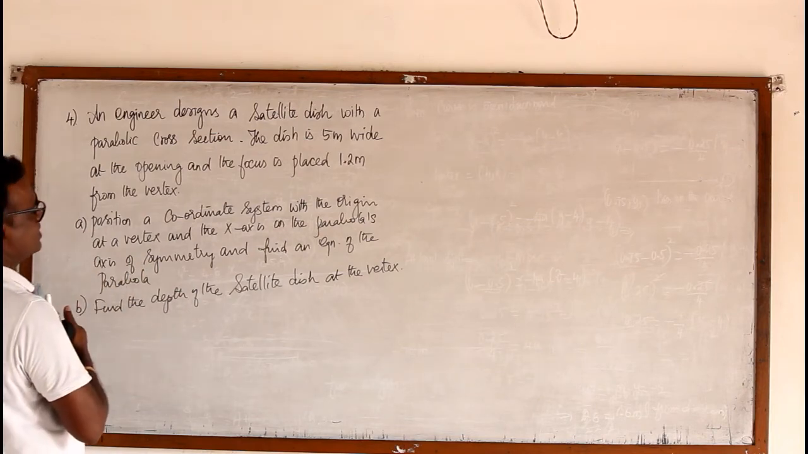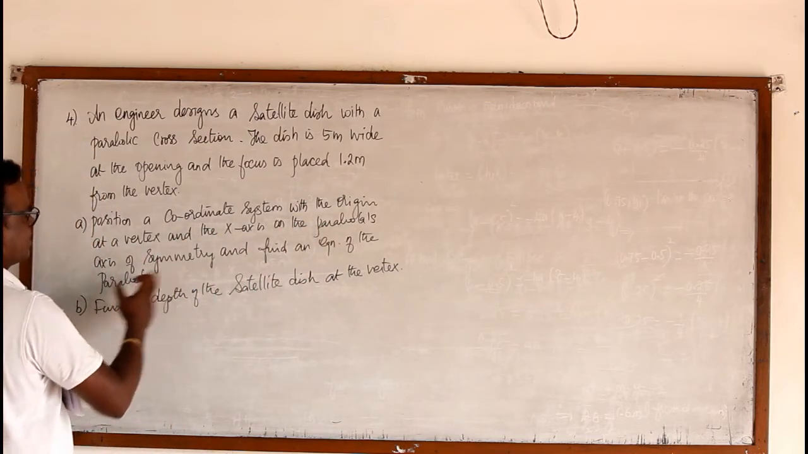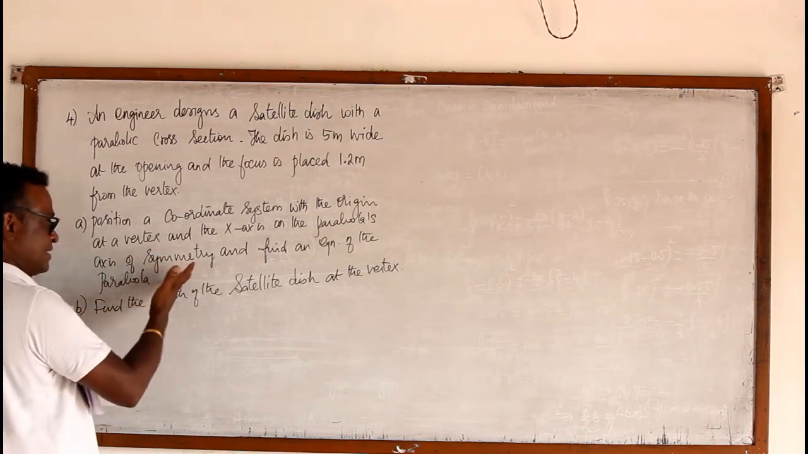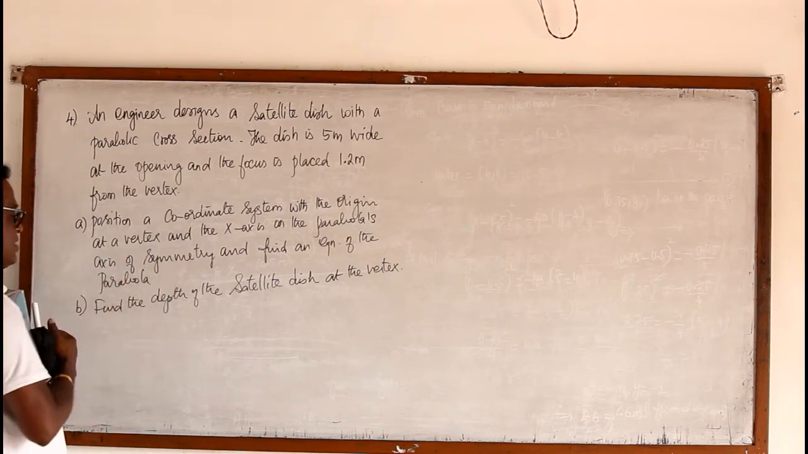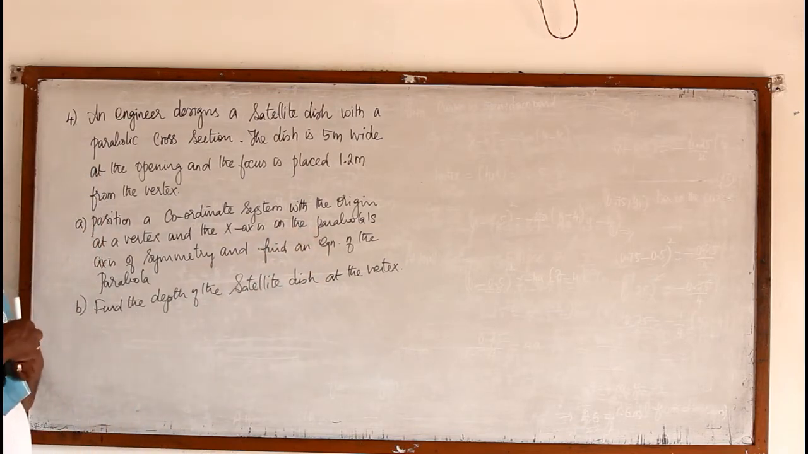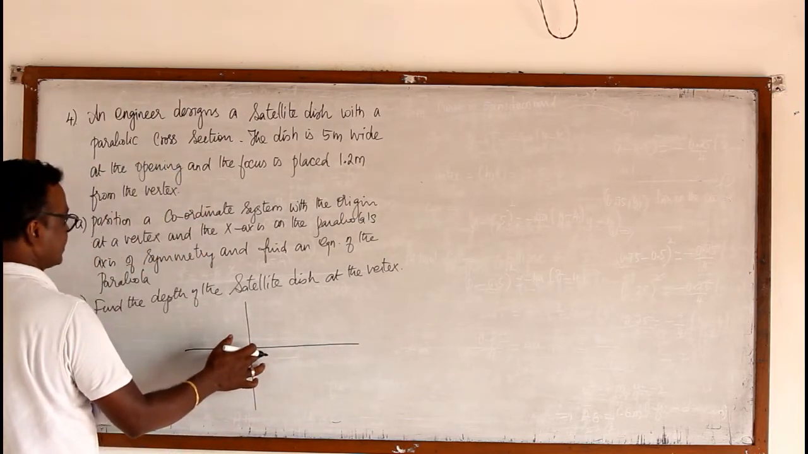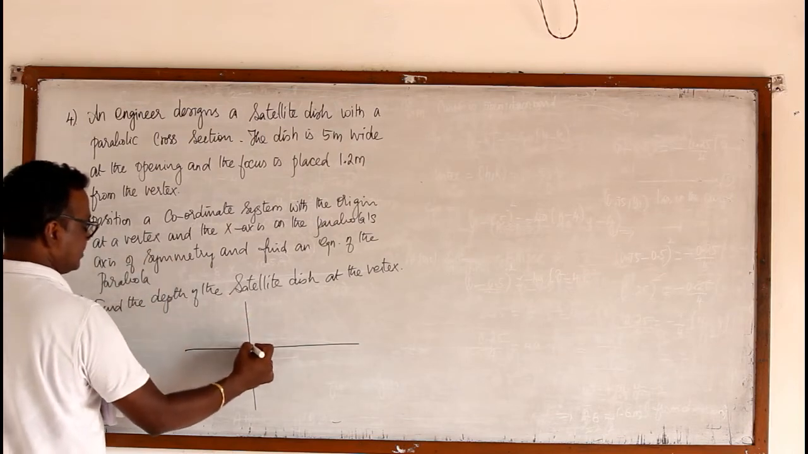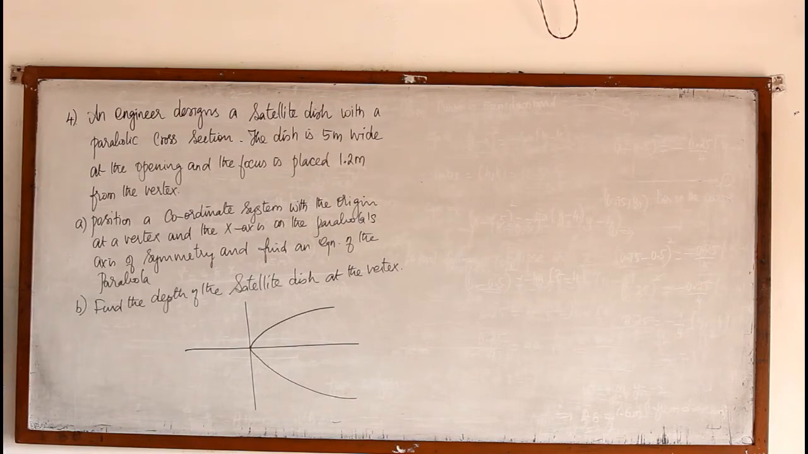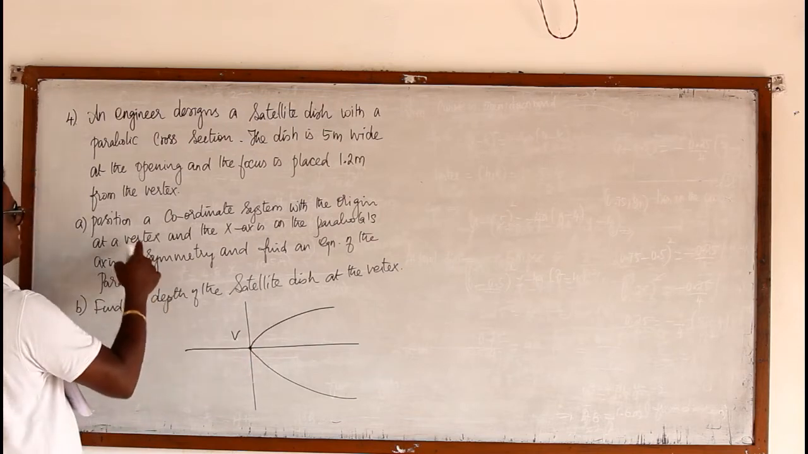Now position a coordinate system with the origin at the vertex and the x-axis on the parabola's axis of symmetry. So if the vertex is (0, 0) and the axis of symmetry, that is the axis of the parabola, is the x-axis, find the equation of the parabola they are asking, and also they need the depth of the satellite dish from the vertex. Now if the parabola has the x-axis as its axis and the vertex is at the origin, then the parabola will be opening rightward, isn't it? So the parabola will be opening rightward if the axis is the x-axis and the vertex is (0, 0).